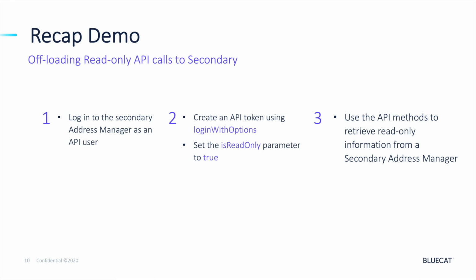A quick recap on what we have seen in the demo. We have looked at some configurations in the secondary address manager. We have logged into a secondary address manager as an API user using an API client, Postman. And then we have created the API token and set the is read-only parameter to true. Finally, we have made a few read-only API calls, including search by object types, get DHCP deployment roles, etc. We also tried to add an IPv4 block in the secondary address manager to show that with a read-only API session, users cannot perform a write operation in secondary.